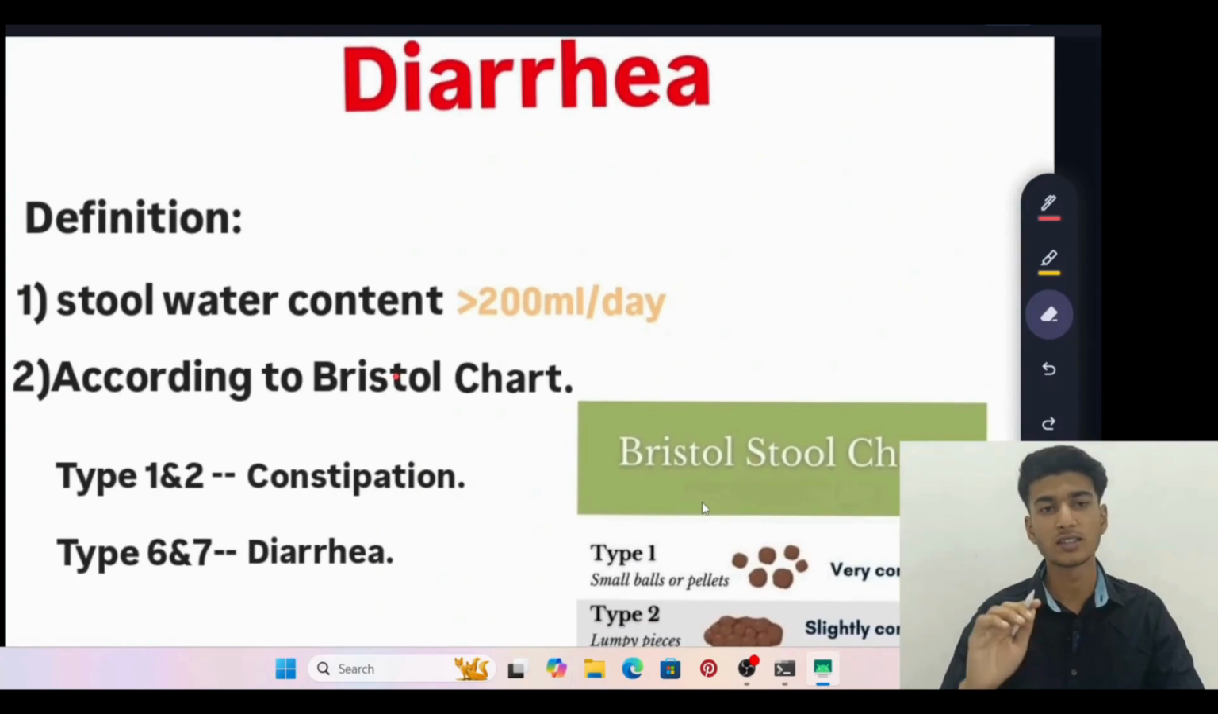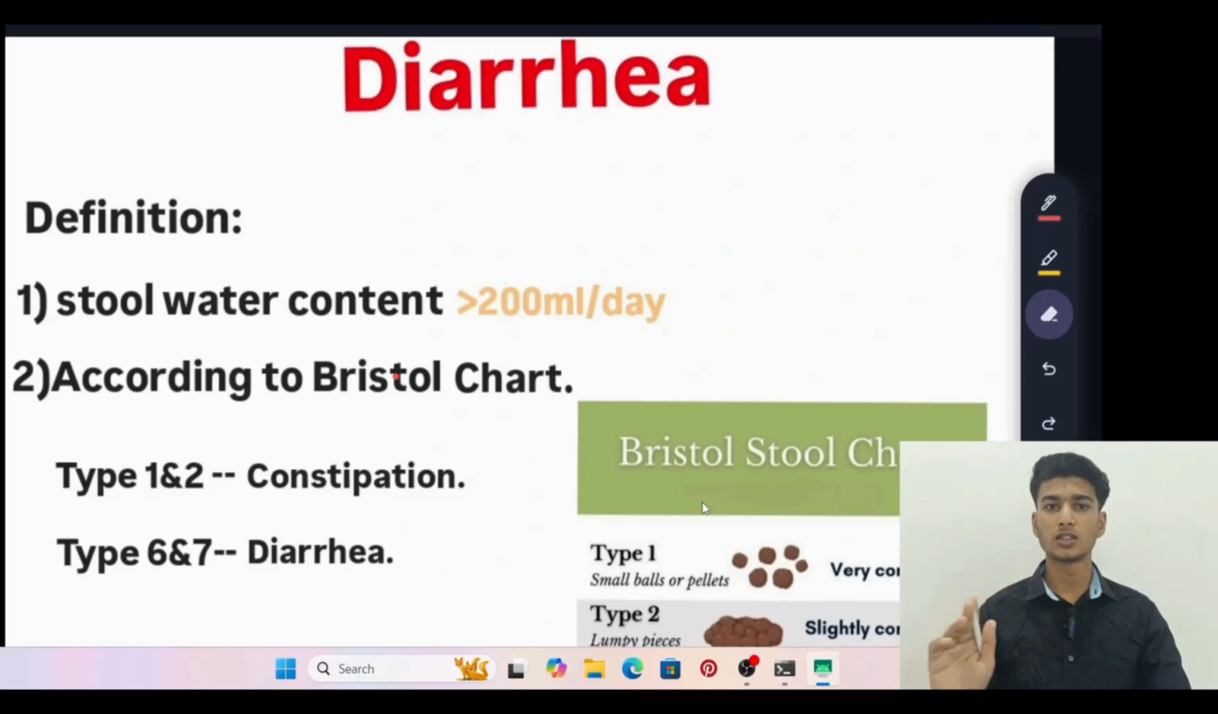It is defined as: if the stool water content is more than 200 ml per day, then it is referred to as diarrhea. But we generally don't use this term. We mostly use the Bristol chart for identification of diarrhea. Majorly, this Bristol chart is used in the ward, or you will see it in the OPDs. So how will we compare?